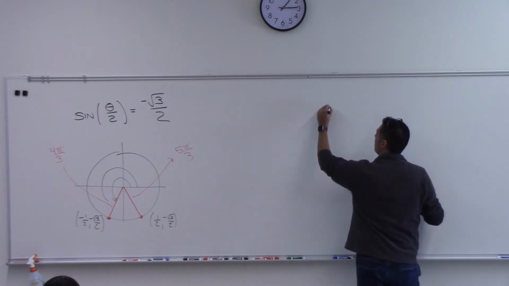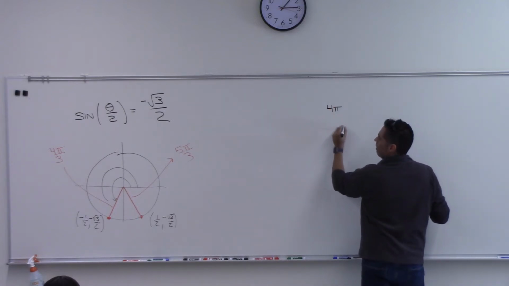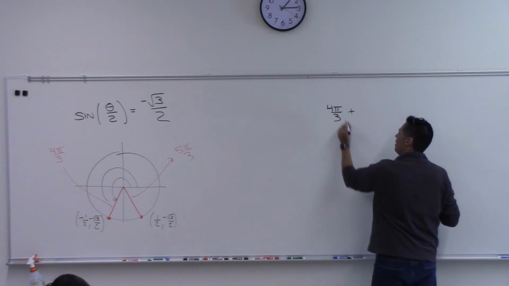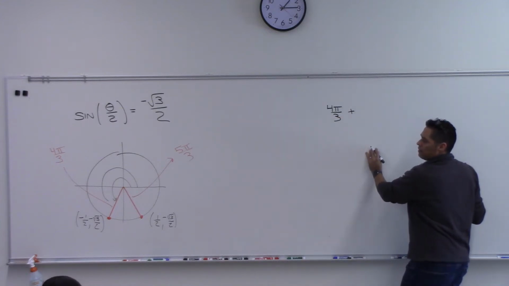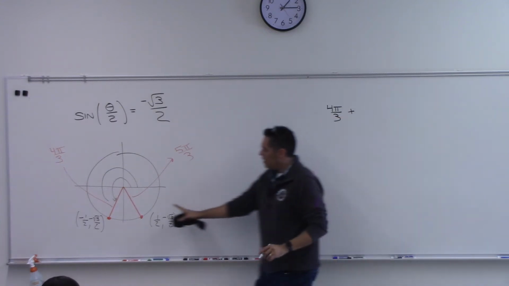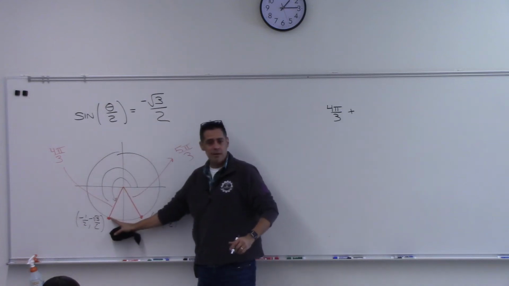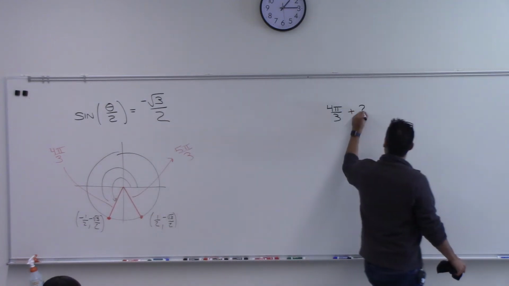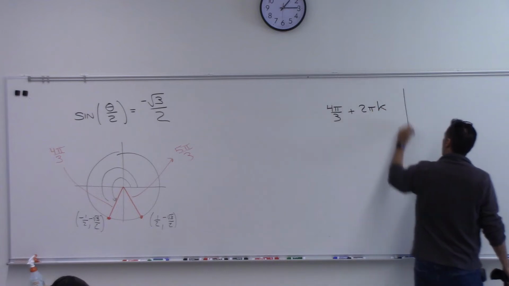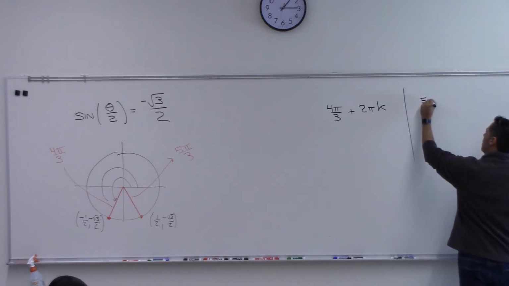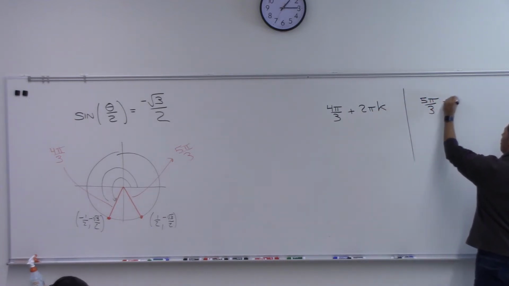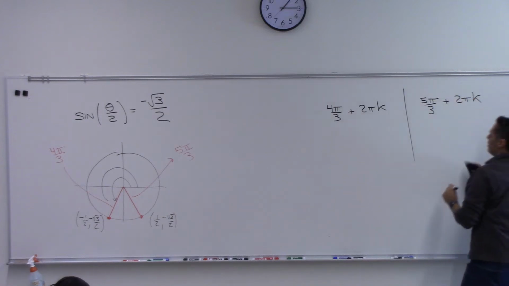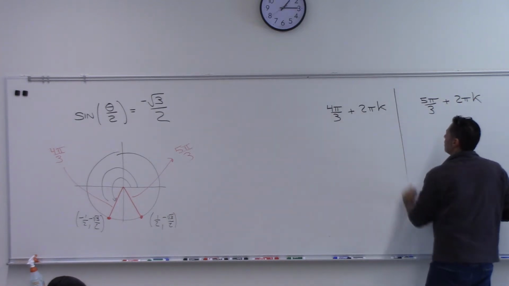The first one would be 4 pi over 3 plus what? For this angle, we've got to be able to come all the way back around, right? 2 pi k. And then on the other one, we have 5 pi over 3, and we've got to come all the way back around again, 2 pi k, right? That's what we need.